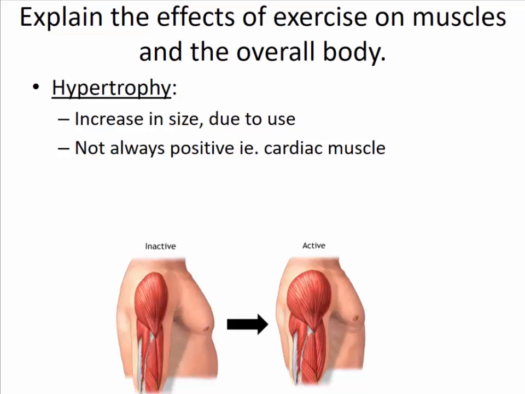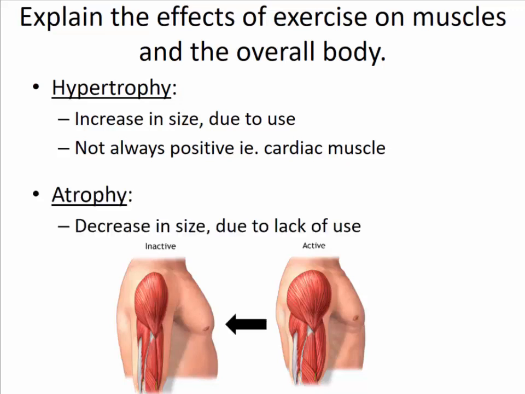This is not always positive, as in our example here. In cardiac muscle, hypertrophy is something that you don't want to have happen. As the cardiac muscle increases in size, there is less space in the heart for the blood to get into, therefore having a negative result. Atrophy is a decrease in size due to lack of use, so the opposite of the hypertrophy that we just saw.